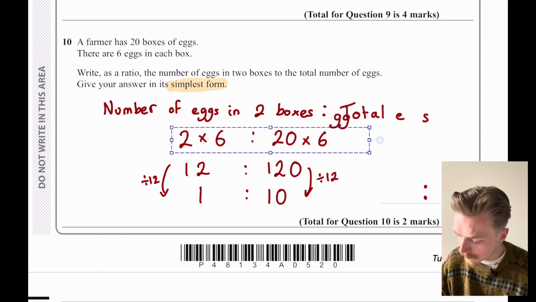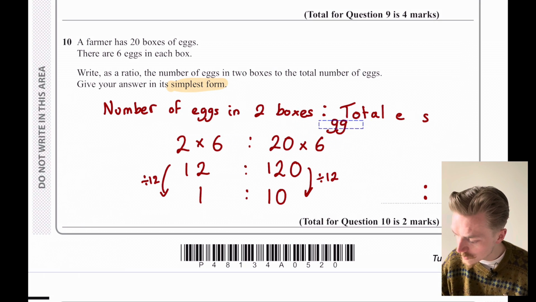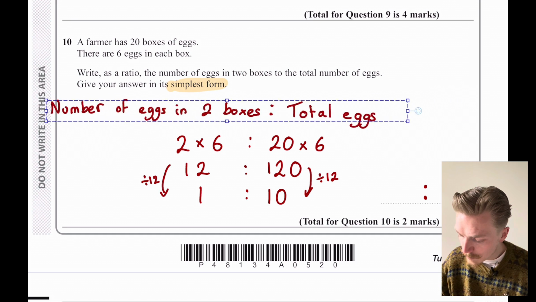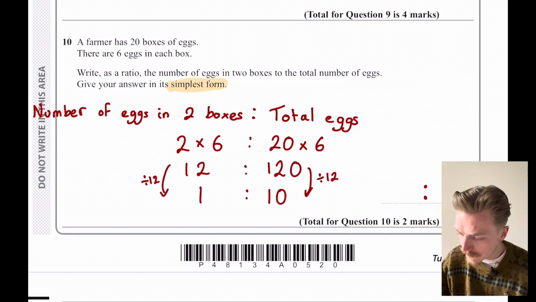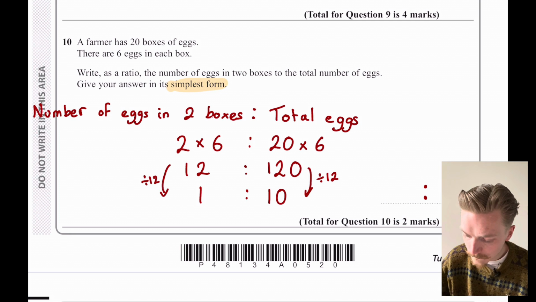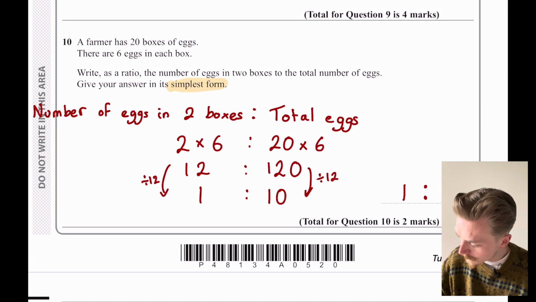So I'll just move this over. Ooh, I move my eggs as well. And because I'm really picky, I would like all these to be lined up there, like that. Right, so that is going to be 1 to 10. Lovely.